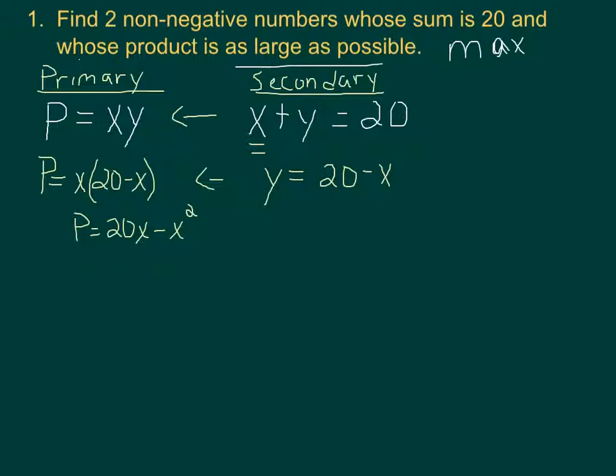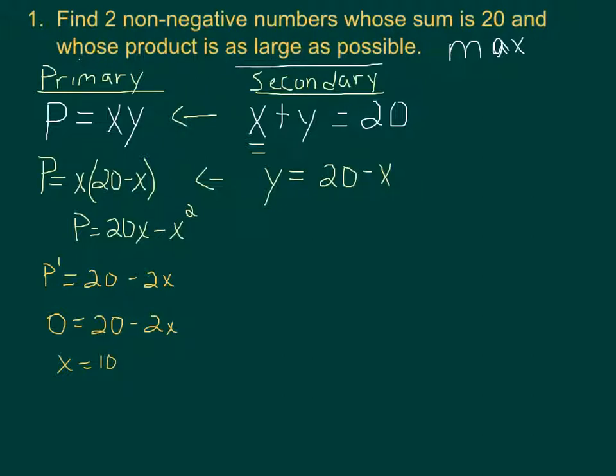Now we're ready to maximize this. As we've been working problems in the past, we know that maximizing involves taking the derivative. So we're going to take the derivative: p prime equals 20 minus 2x. And then we set this equal to 0. We find the critical numbers. We set it equal to 0 and solve. So 20 minus 2x equals 0, and when you work that out, you're going to get x equals 10.